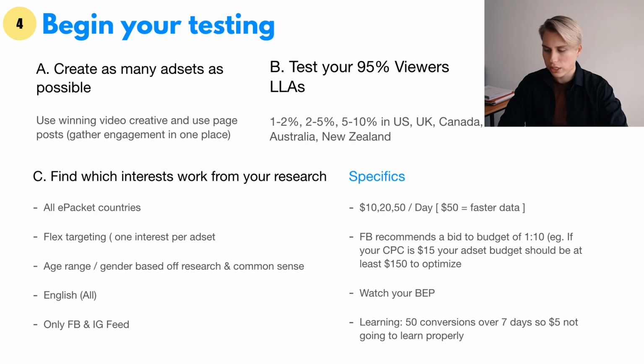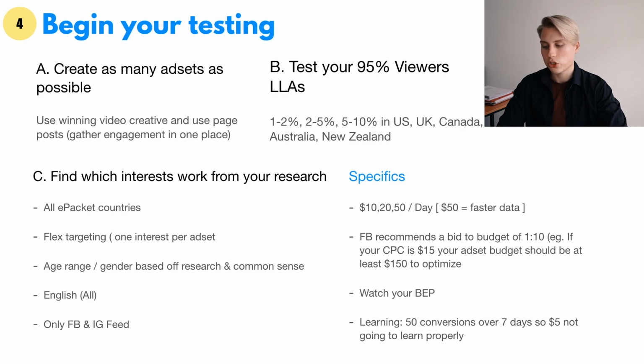You're going to do flex targeting, so you're going to do one interest per ad set. So remember we spoke about the Tiger Woods, you can narrow them down, but you don't want to have like 4 or 5 different interests stacked on top of each other. Okay, your age range and your gender should be based off your research and your common sense.